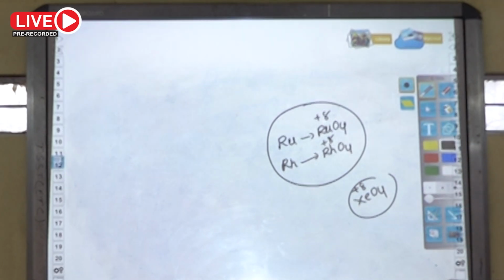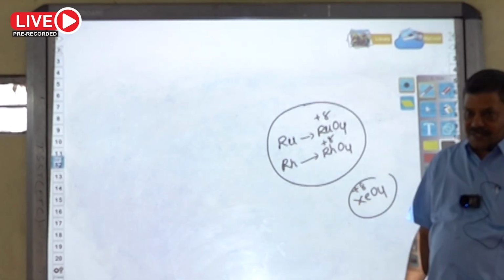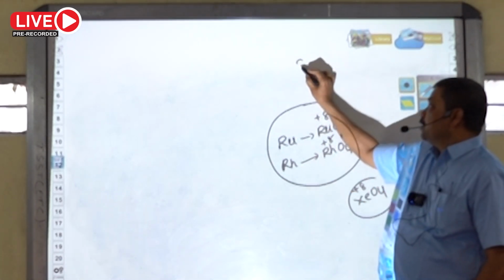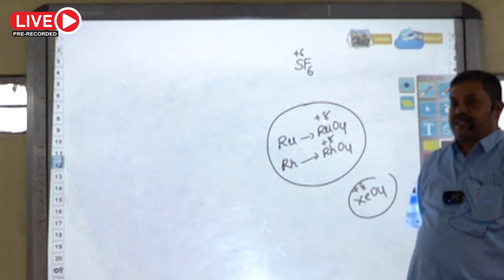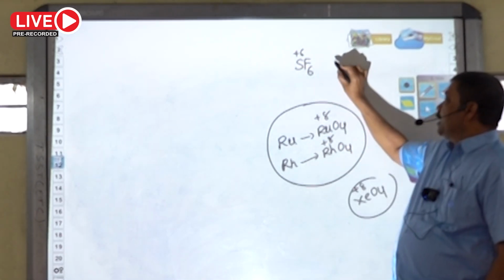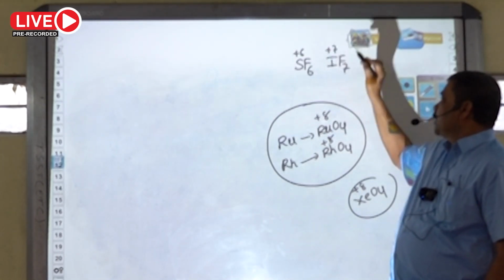Here one important point is there. Generally, fluorine brings the highest oxidation state. Whenever fluorine combines with others, it will bring the highest oxidation state. For example, sulfur hexafluoride, plus 6. Iodine heptafluoride, plus 7.